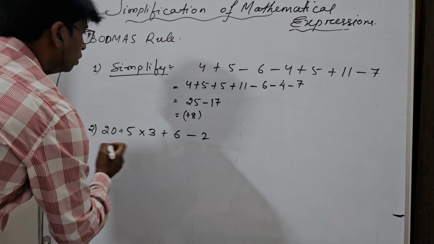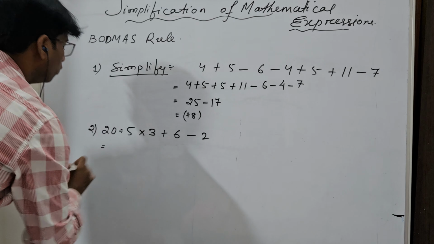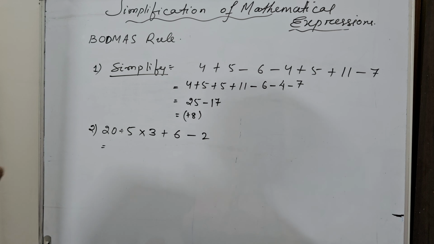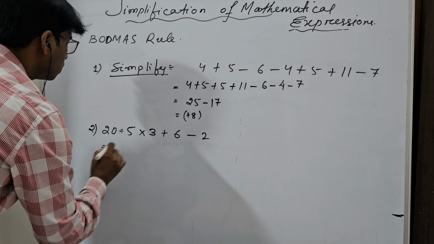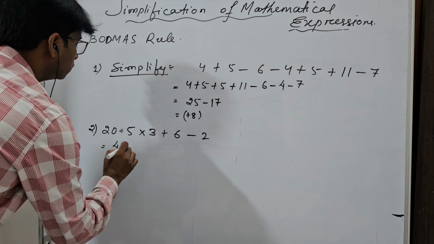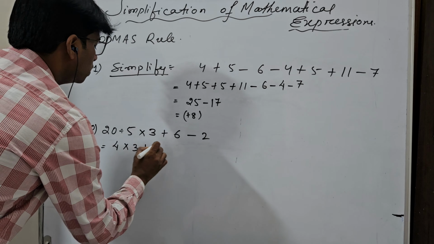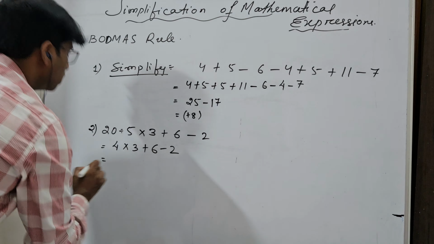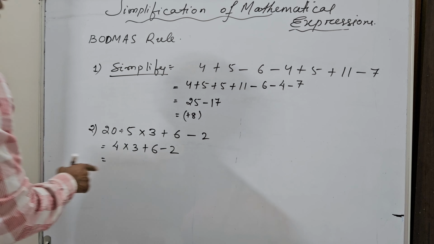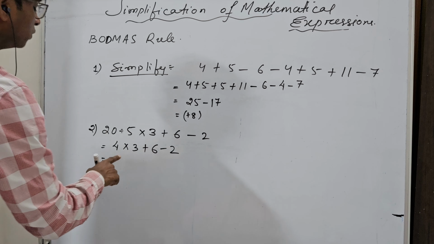So let us see. It is like is equal to, first you have to do what? Division. So 20 divided by 5, how much? It is 4. Then write this expression as it is. Next step is what? Multiplication. Because no division sign is there.